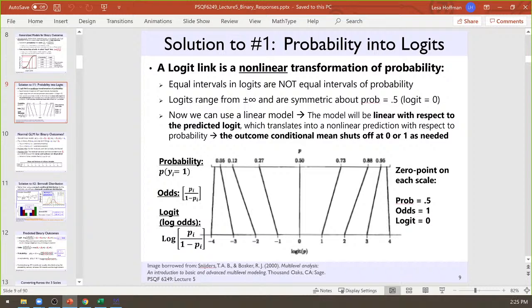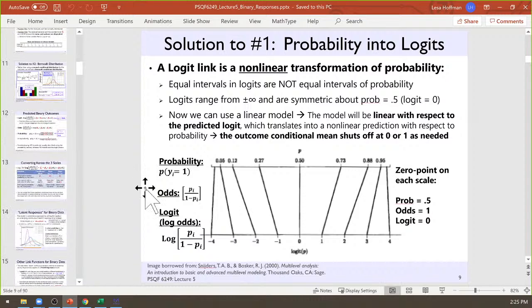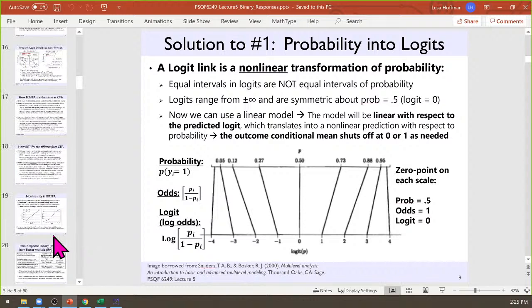Yay! So IRT models look completely different. They look like nothing you will have seen before unless you've taken an IRT class. And the names that they use are so unimaginative, it's going to be hilarious. It's like its own world here.